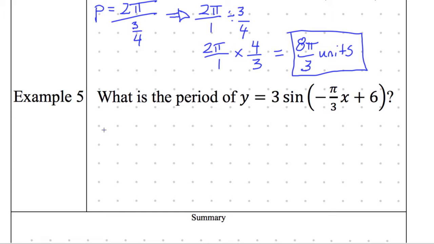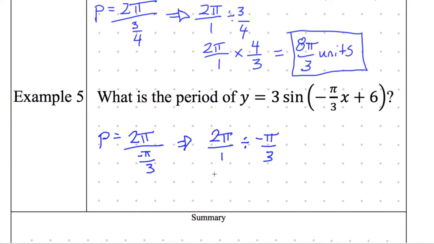P equals. Do I tell you step by step? Yeah, step by step. You can go nice and fast. Okay. P equals 2 pi over 3 negative pi over 3. Negative pi over 3, like that. Okay. And then I guess you can do the 2 pi over 1 divided by negative pi over 3. Then change it to multiplication, but you flip the second one.